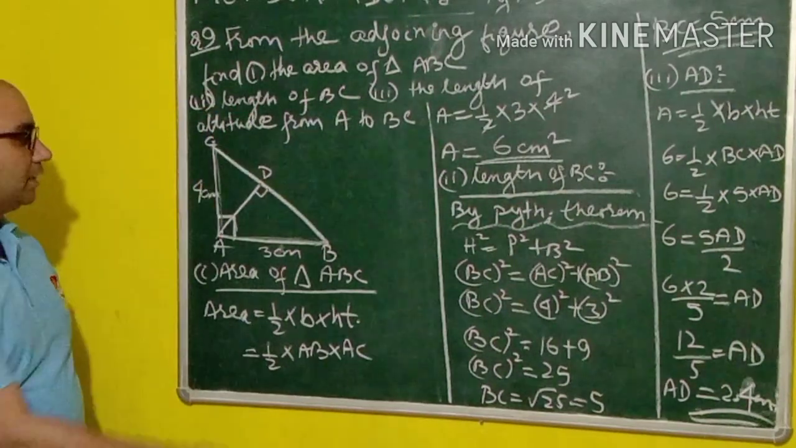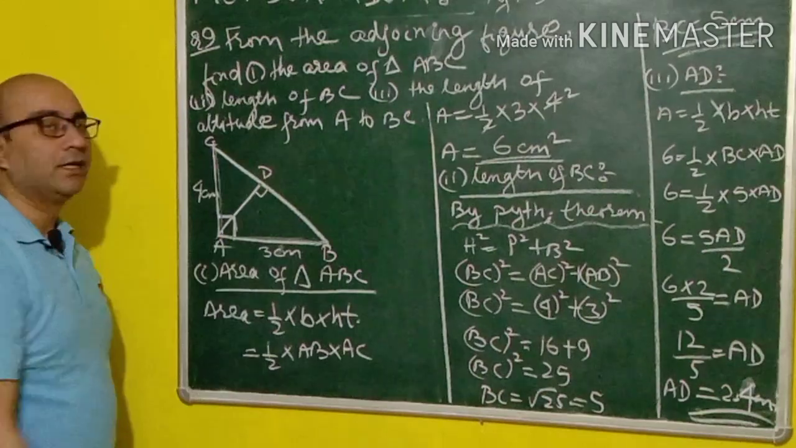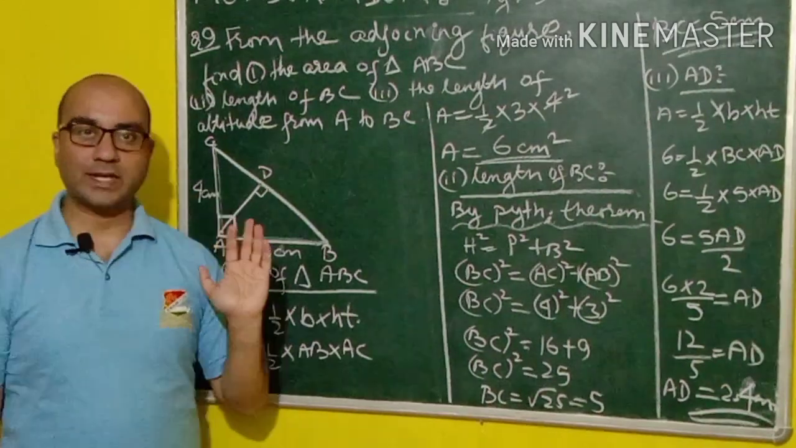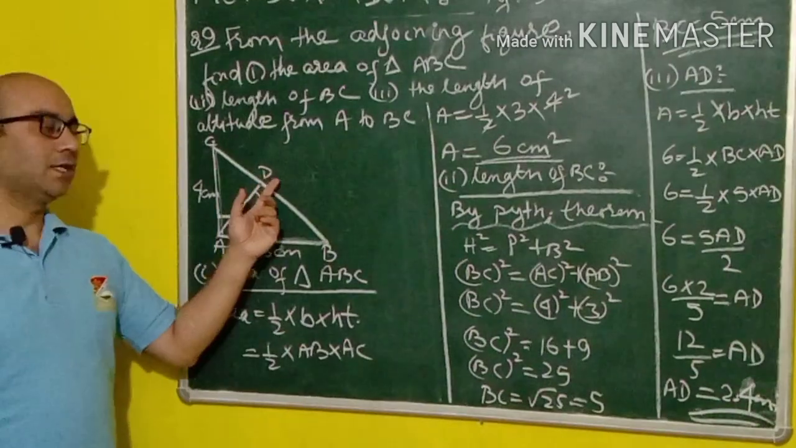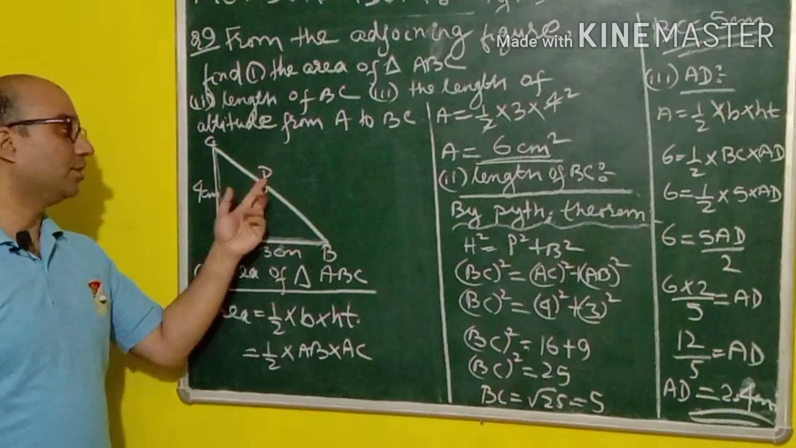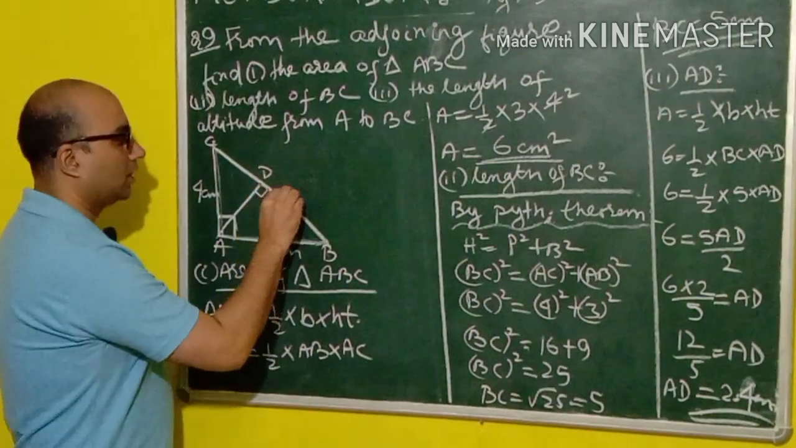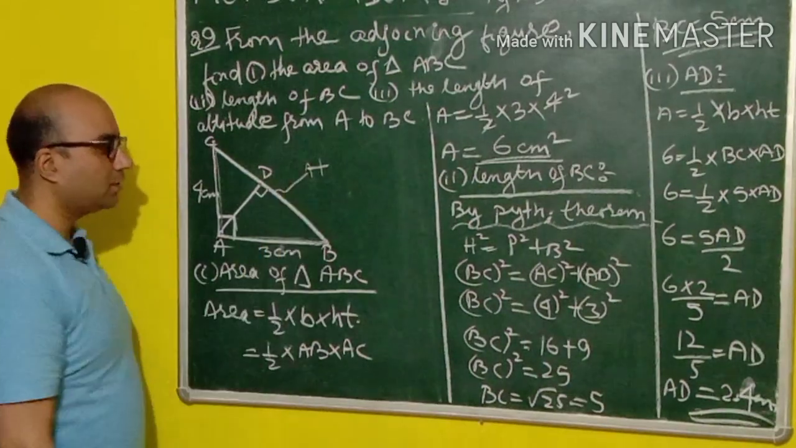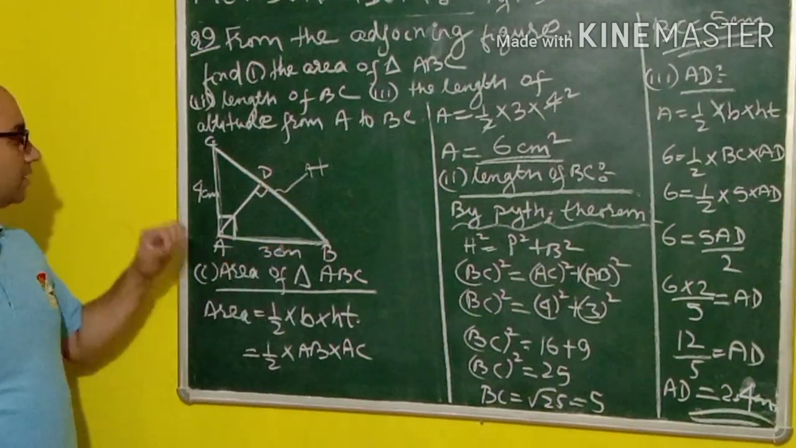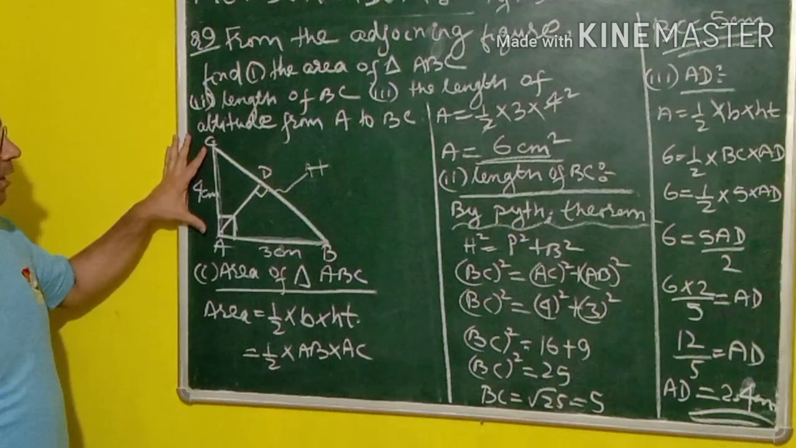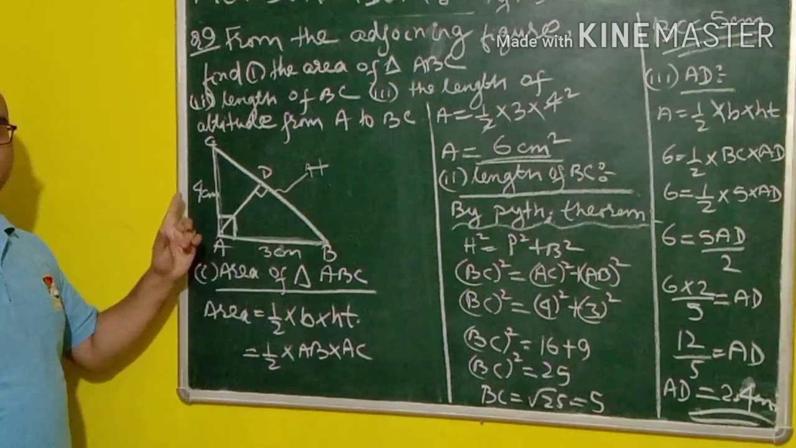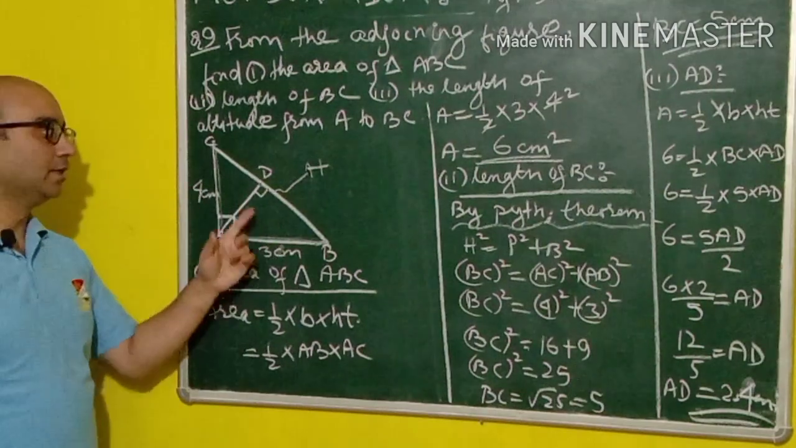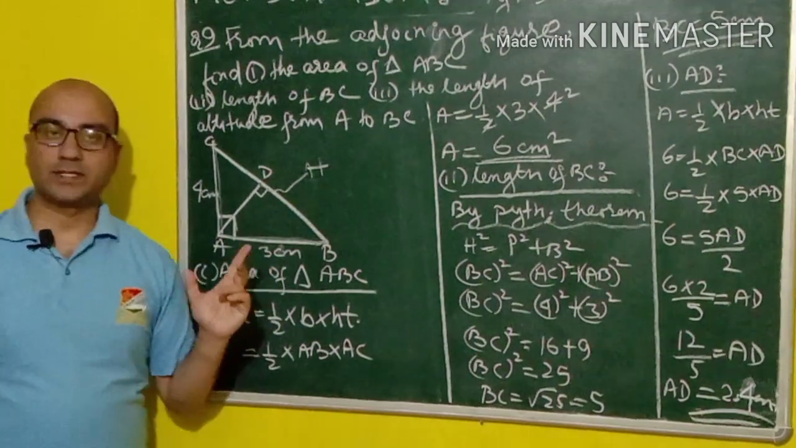Length of BC. Now this is a right angle triangle, and you are aware that in a right angle triangle the side which is exactly opposite to the 90 degree is known as your hypotenuse. So this side is your hypotenuse, this is your base, and AC will become your perpendicular. Hypotenuse, base, and perpendicular.